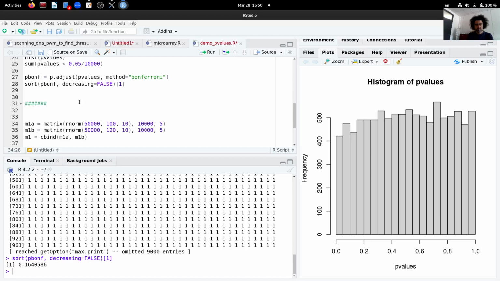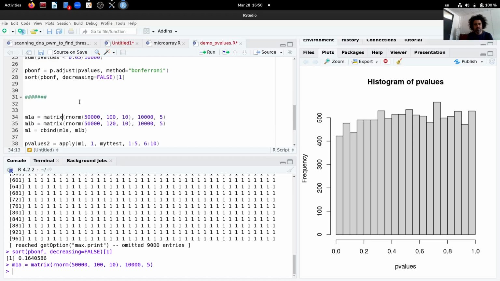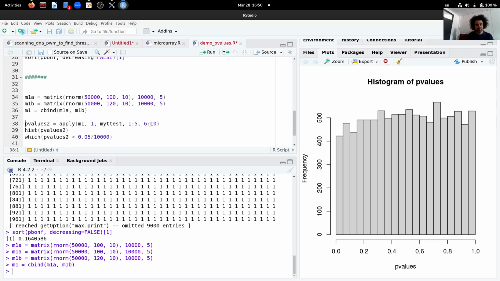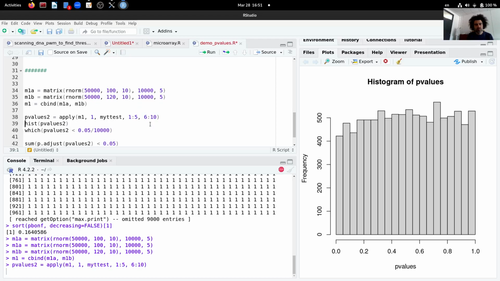Okay, so I create the data matrix for the first 5 individuals. I create the data matrix for the diseased individuals here, and then I just merge them to make one data set. And again, I calculate the p-values for all of the 10,000 genes. And remember now that for all these genes, in reality the expression value is different. So the populations differ because they have different means.